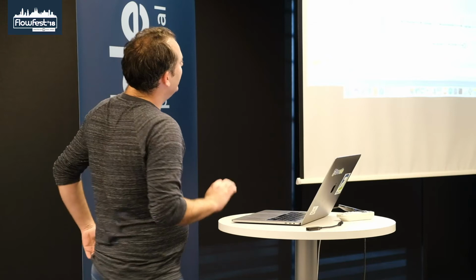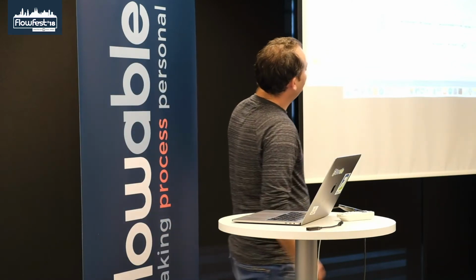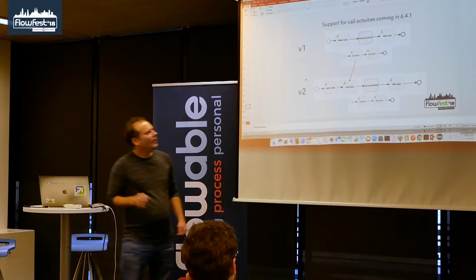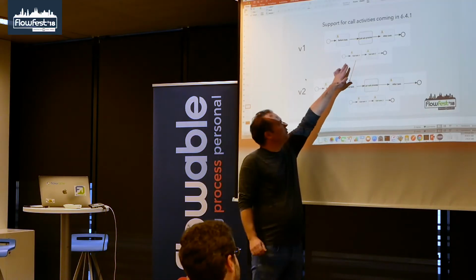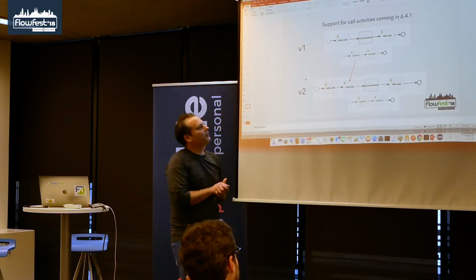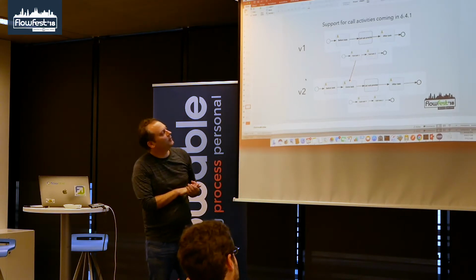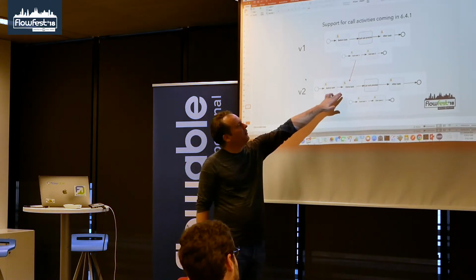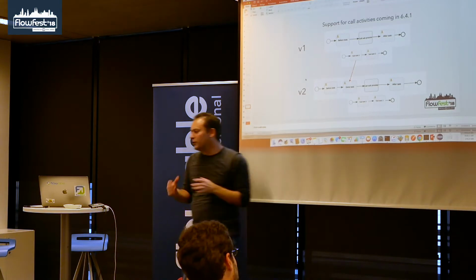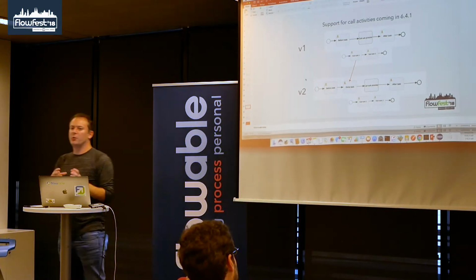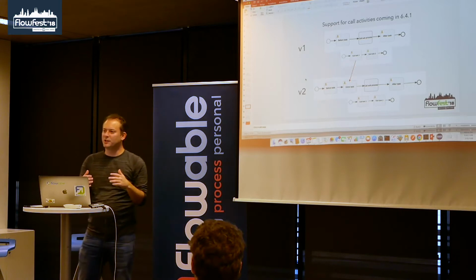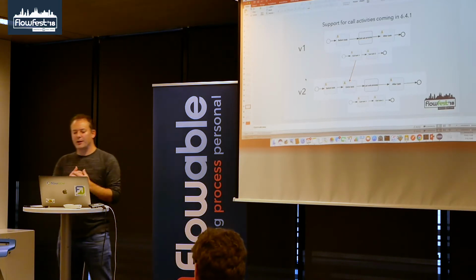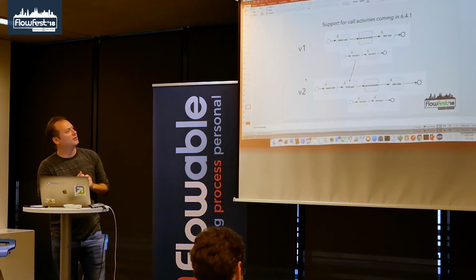And one thing we are now working on, and that's coming as part of 6.4.1, is a more advanced case where you would have a parent process with a subprocess instance running. And what you want to do is move the state from the subprocess subtask 1 to a task in the parent process instance. So there's really a collaboration between the parent process and the subprocess instance.